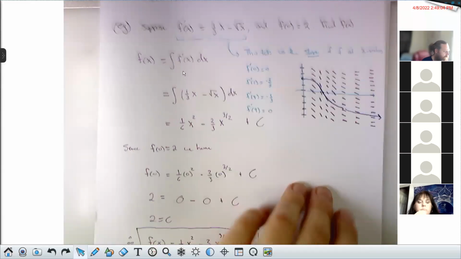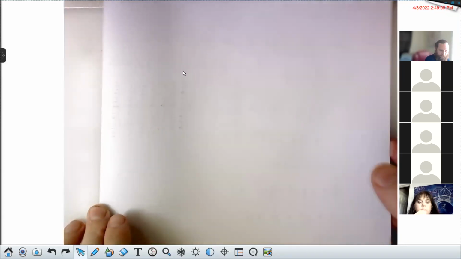Let's take a look at one other setting where initial value problems show up. And that's physics again.